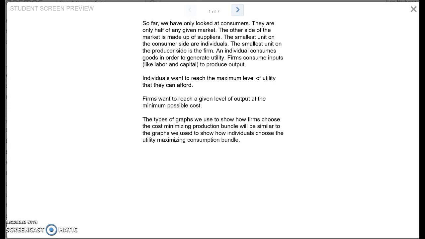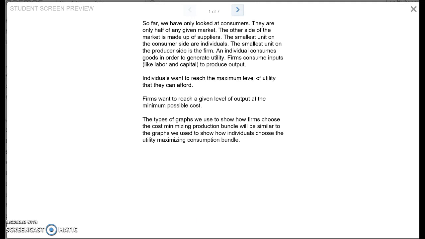So we are moving on to the other side of a market. So far this year, we've been talking about consumers the whole time. Consumers and demand. Now we're going to start talking about firms and eventually talking about supply. So in a market, you've got two sides. You've got the consumers, you've got the suppliers. So now we're starting on the suppliers.